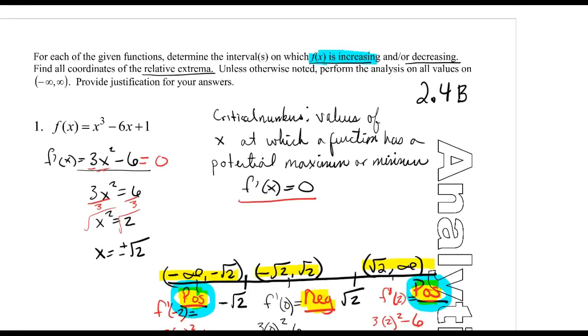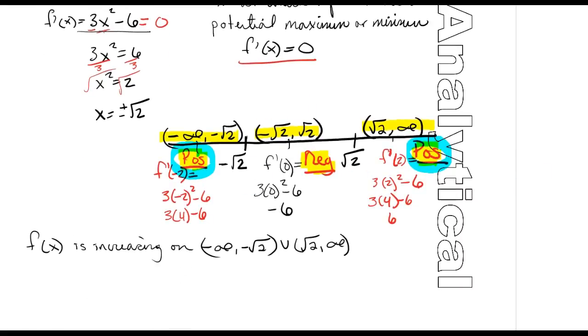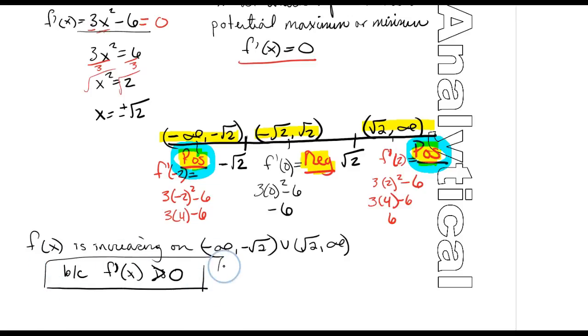And then looking back in the instructions, I must provide justification of my answers. And just showing the sign chart isn't enough. I need to actually explain the foundation for my statement about the function increasing. And that foundation is because the derivative is positive. I can just say greater than 0, because my derivative is greater than 0. And in fact, from this point on, we'll start with the justification because that helps us identify our answer.